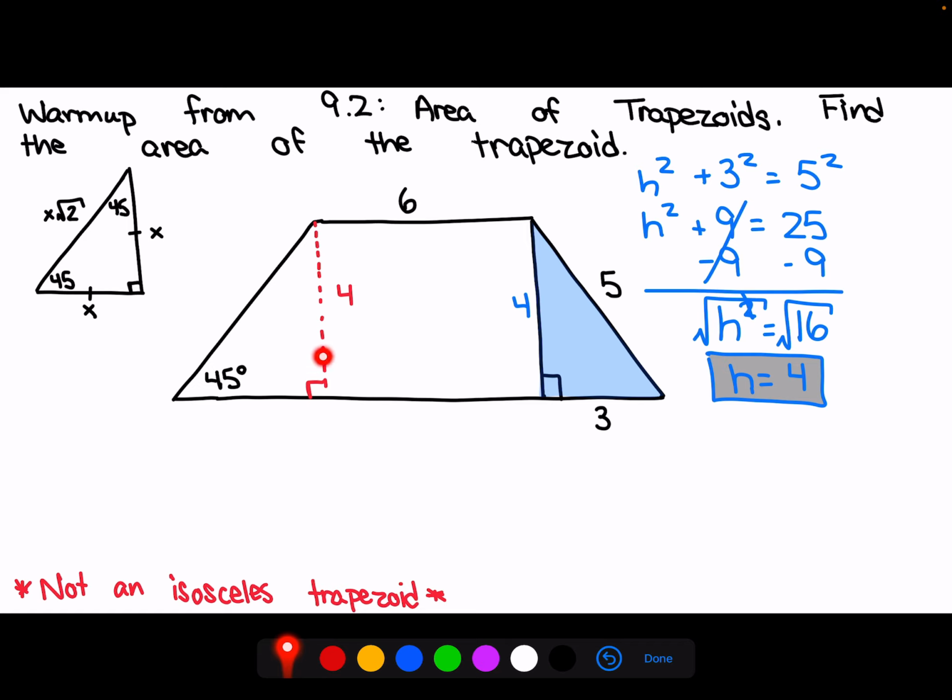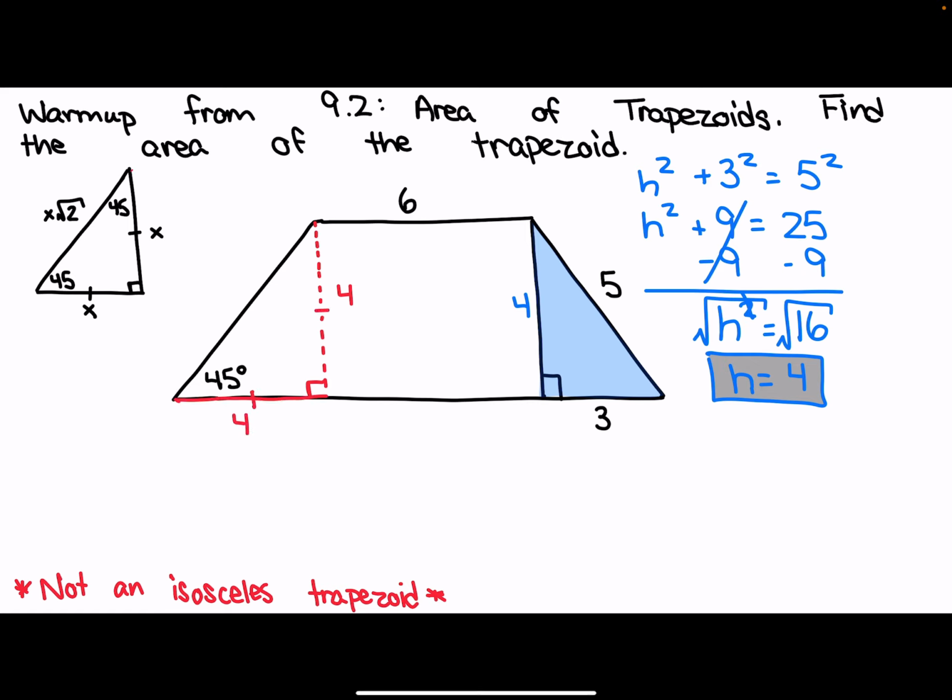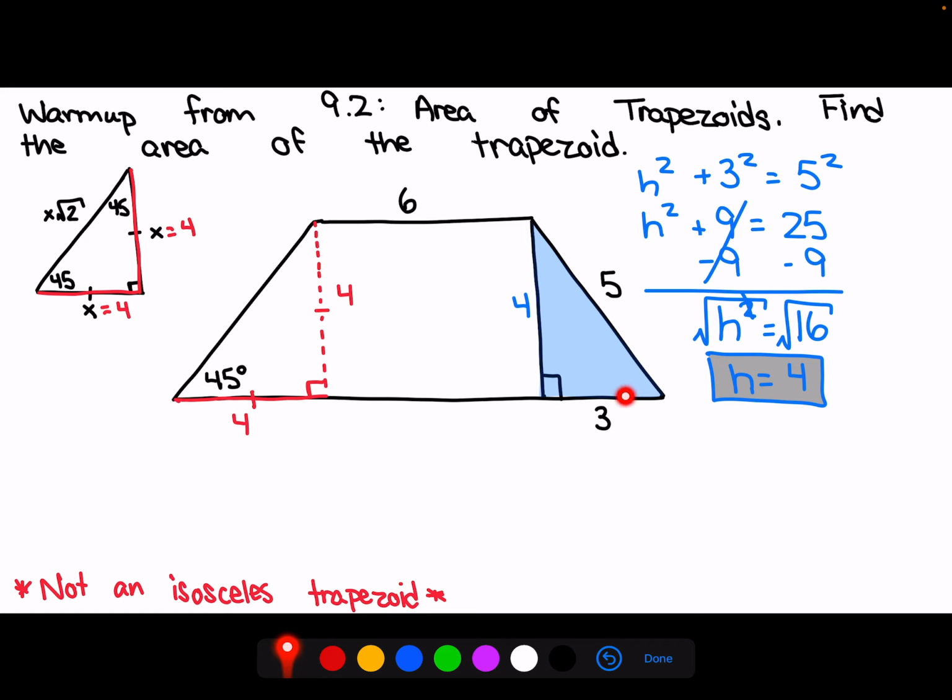So if x is equal to 4, then I can find out this part of my base as well, because that corresponds right over here with x, and again, x is 4, so this bottom portion is also 4 units in length. And of course, we'll notice that this 4 is not the same as the 3, further solidifying that this is not an isosceles trapezoid.